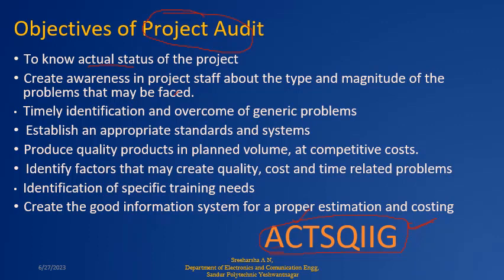A here represents actual status, C represents create awareness, T represents timely identification and overcoming of generic problems, S for establishment of standards and systems, Q for quality products, I for identification of factors that may create quality, cost, time related problems. Then the second I again for identifying training needs. Then the third is to create a good information system for proper estimation and costing.